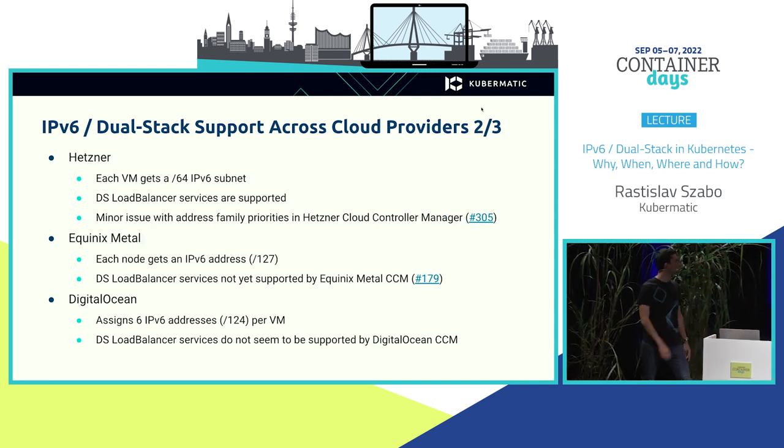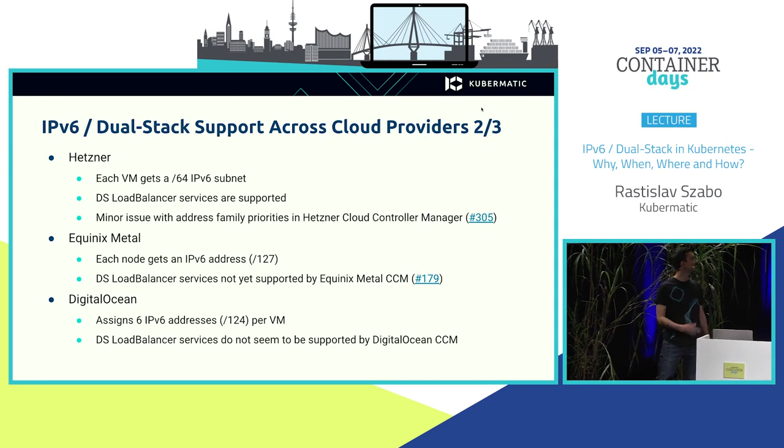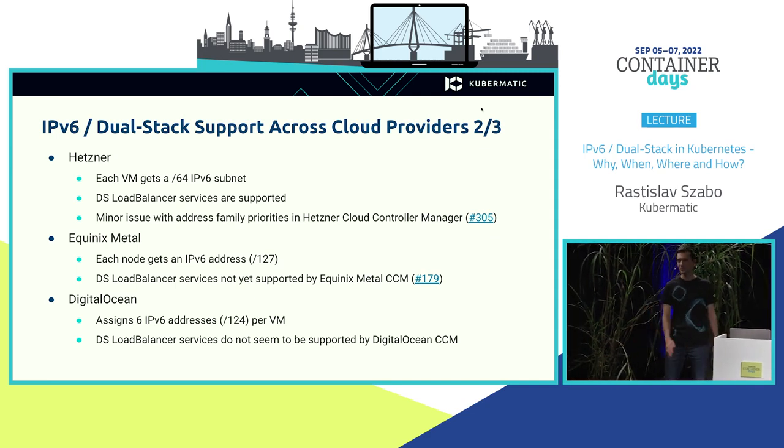Here are some smaller cloud providers. For example, in case of Hetzner, each VM would get a whole range of IPv6 addresses. Actually, each VM would get 2 to the power of 64 IPv6 addresses that you can use internally within that VM, for example, to address the pods. The load balancer services are even supported, so that works in this case. There is a minor problem, but in general, very good IPv6 support.